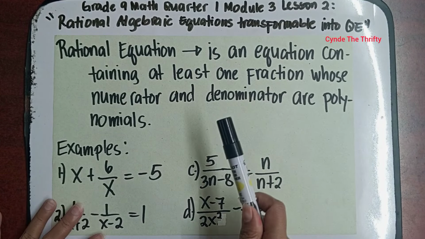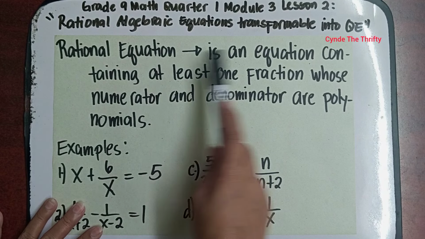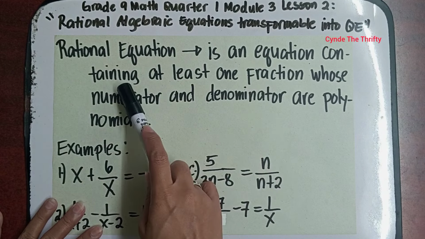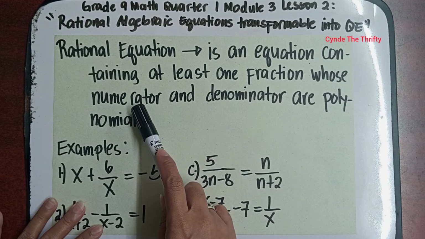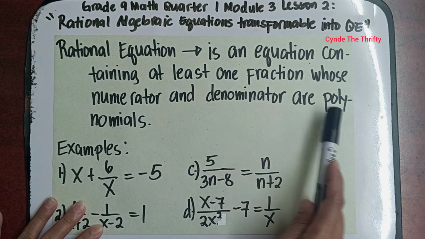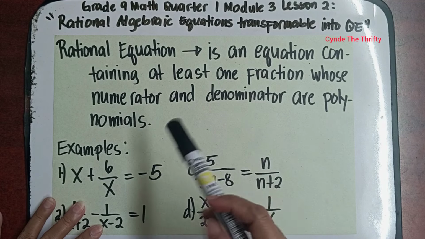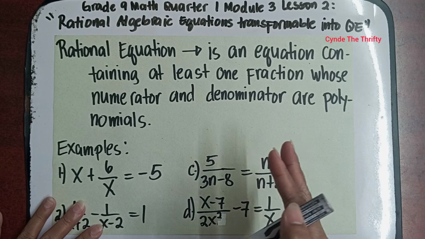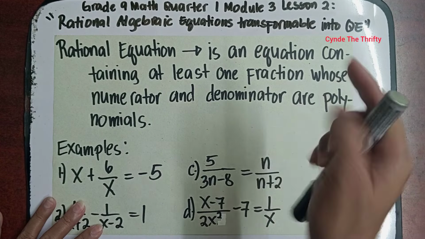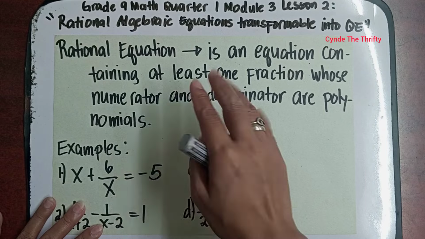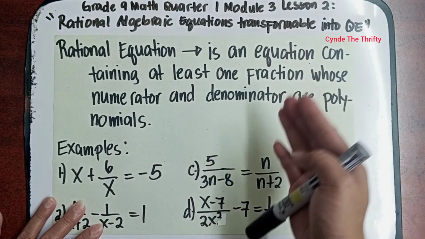First, i-define muna natin kung ano yung rational equation. Rational equation is an equation containing at least one fraction whose numerator and denominator are polynomials. Kapag sinabi mong rational equation, meron siyang fraction kung saan ang kanyang numerator at denominator are polynomials. Kapag sinabing at least, ibig sabihin at least merong isa na fraction or dalawa or marami pa.